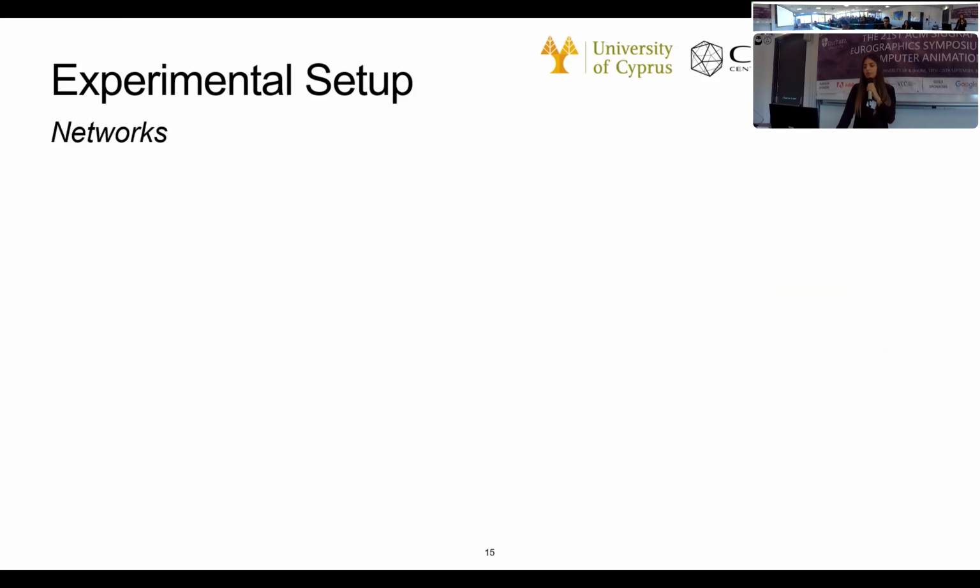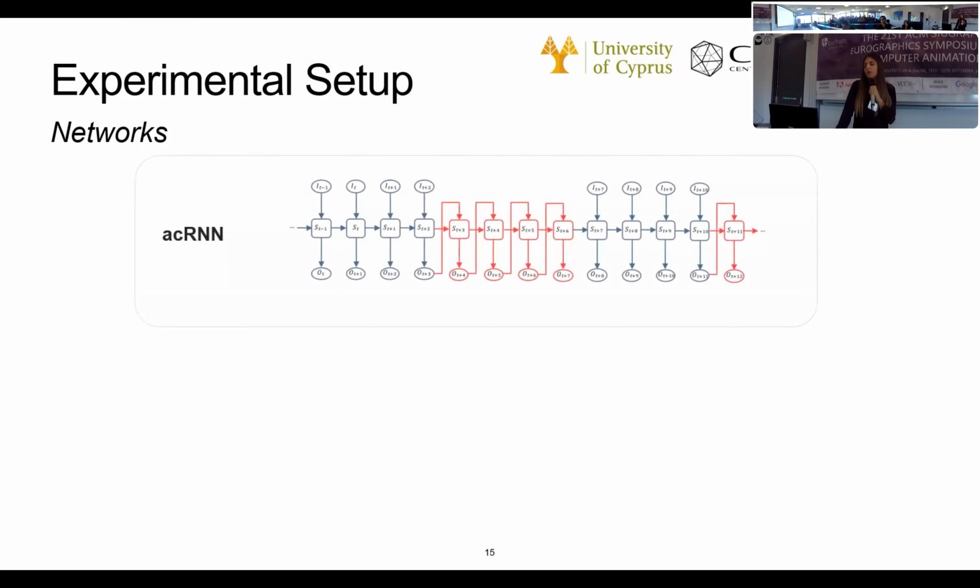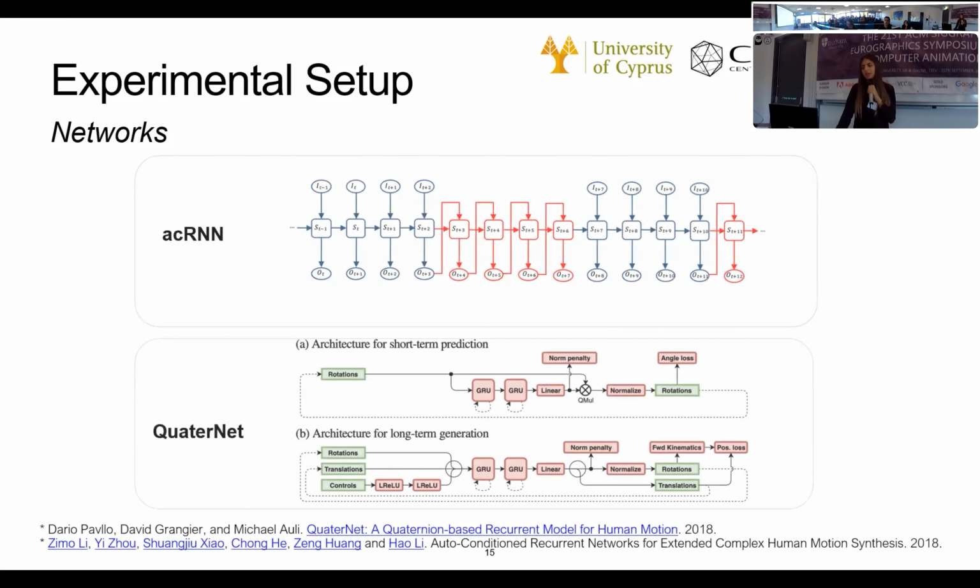To examine our hypothesis, we decide to experiment with different input representations and losses while keeping the dataset and architecture fixed. We base our experiments on two well-examined models, the auto-conditioned recurrent neural network and quaternet. We chose the ACRNN network since it is a popular network for long-term synthesis. Its original implementation was based on joint positions.